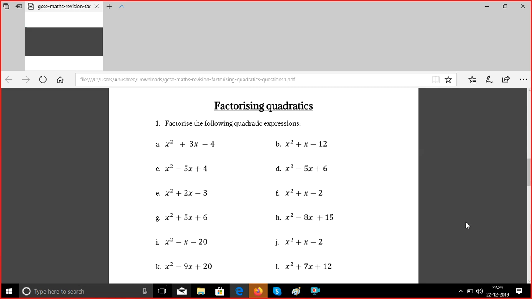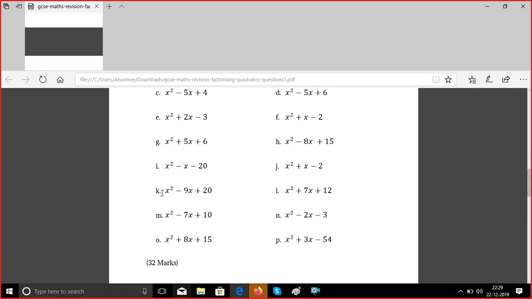Okay, now look, you have done up to H. From here, it's I, J, K, L, M, N, O, P. The rest of the questions, from I to P, are for homework. Okay, you have to do these questions. You have already downloaded the PDF, you just open it. No need to take a screenshot or photograph, you have the PDF on your Skype, you just open that and your homework is from I to P.